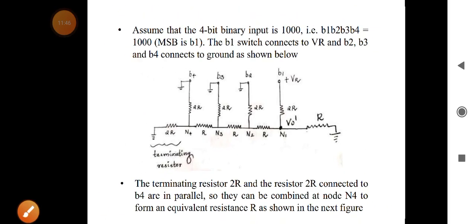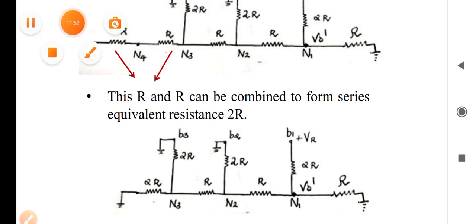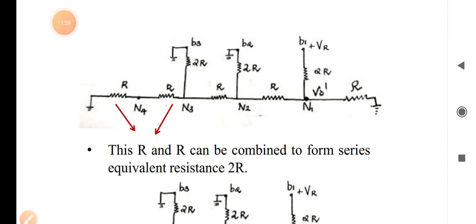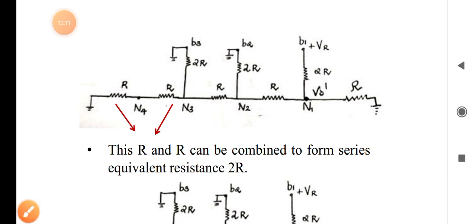Okay, sorry. So this R plus R is 2R. This R and this R will be combined here. R plus R will be 2R. This 2R and this 2R are in parallel.